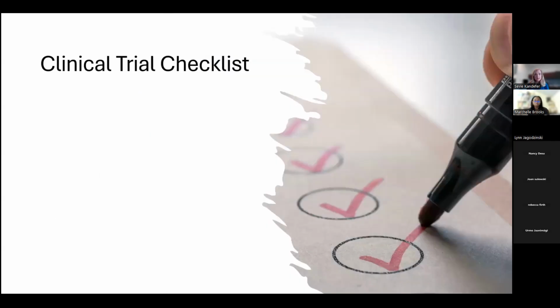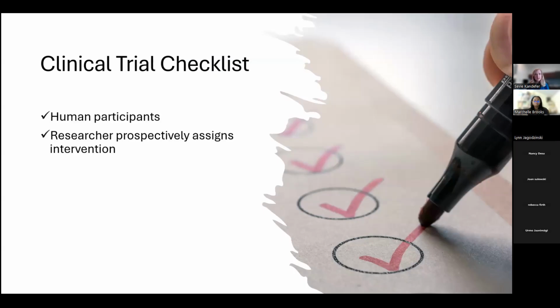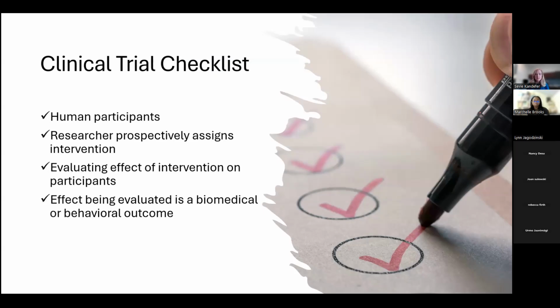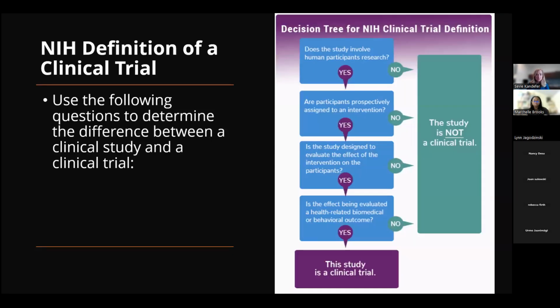So if you're wondering if you are conducting a clinical trial, you need to make sure you have human participants, that the researcher is prospectively assigning an intervention, you're evaluating the effect of that intervention on the participants, and the effect being evaluated is a biomedical or behavioral outcome. If the answer to all of those questions is yes, then your study is a clinical trial according to the NIH definition. One no means it's not a clinical trial.